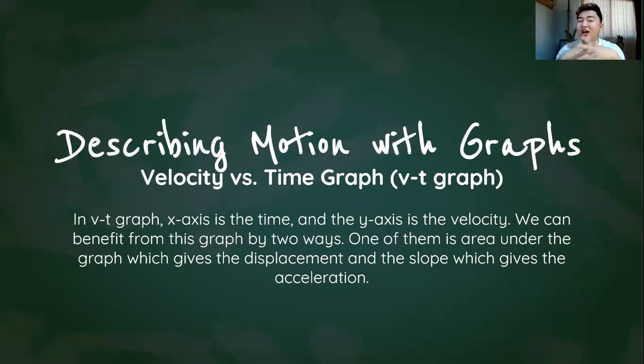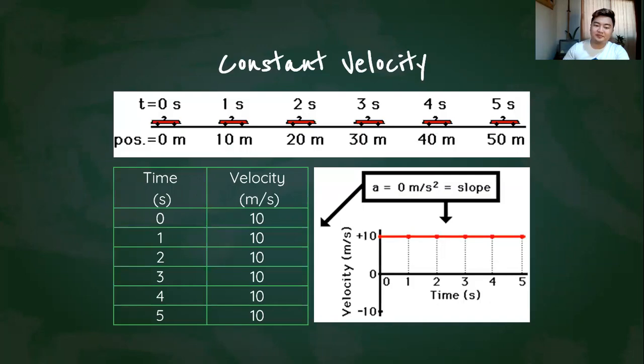One, the area under the graph gives us the displacement of the object, while the slope gives us the acceleration. So remember that the slope in VT graphs gives us acceleration. For PT graphs, or position versus time graphs, the slope tells us about the velocity. For VT graphs, the slope tells us about the acceleration.